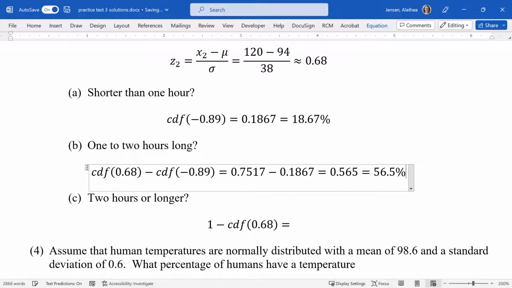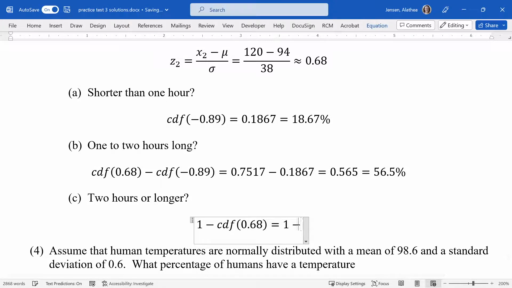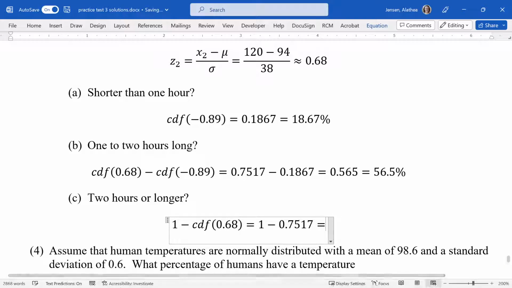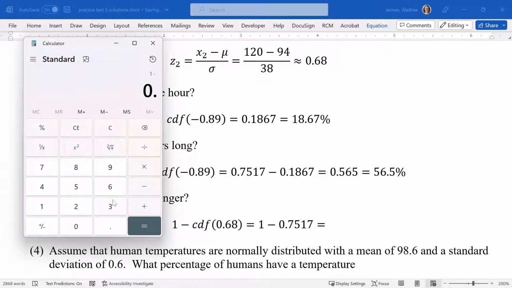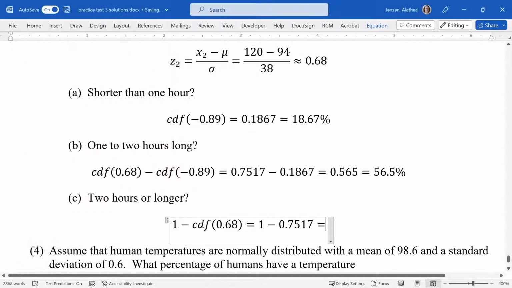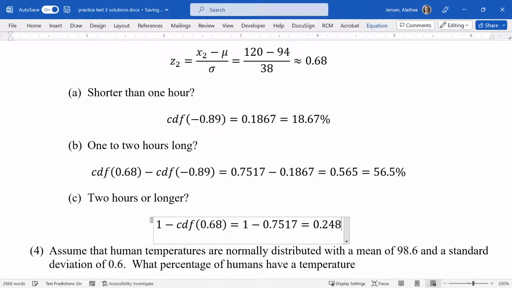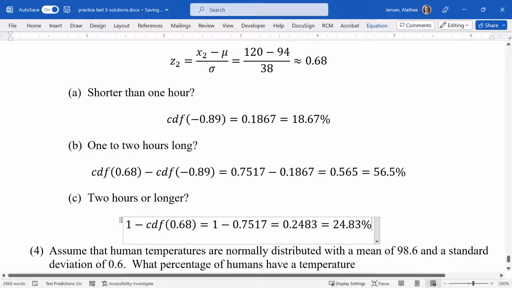That's 56.5%. And for the last one, we are doing 1 minus 0.7517, which is 0.2483, or 24.83%. It looks like these should add up to about 100%, so I'm feeling comfortable about that.